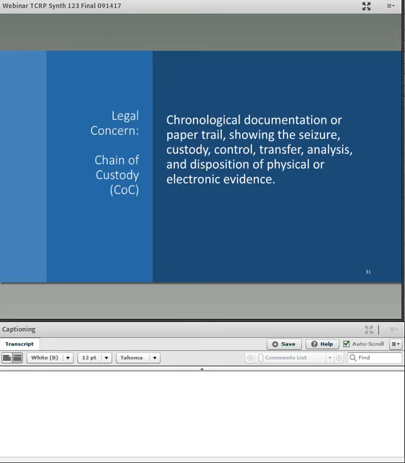So one of the big legal concerns is the chain of custody of the videos. The chain of custody is very important because without a proper chain of custody, the evidence in the video is not able to be used as evidence in court. What that chain of custody means is the chronological documentation or paper trail showing the seizure, perhaps when it was downloaded, when it was taken, custody, control, transfer, analysis, and disposition of physical or electronic evidence.